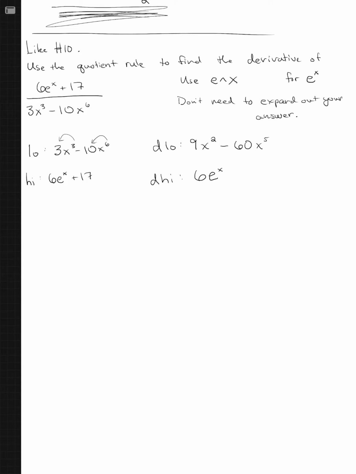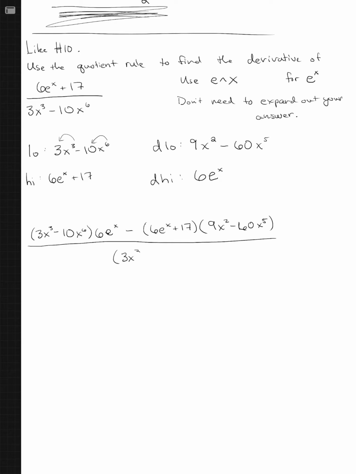Right? So we have our low, we have our high, we have the derivative of the low, we have the derivative of the high. And then we remember that the quotient rule is low d high minus high d low over the square of low we go. Right? And so now we get to don't need to expand out your answer.